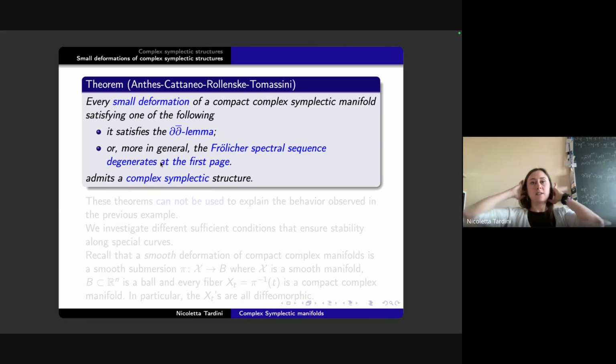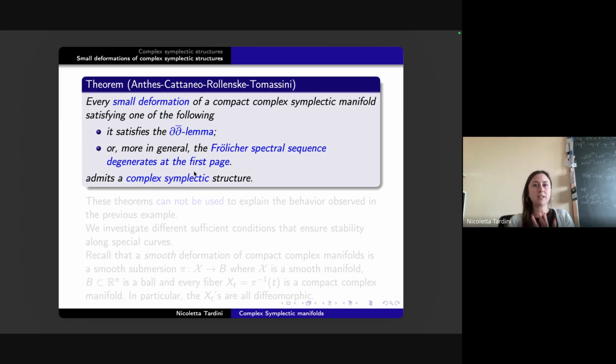Because in fact, as I was mentioning, there were already some results saying that the existence of complex symplectic structure is preserved along small deformations. For instance, if the deformations satisfy the ddbar lemma. So you can just look at this condition, okay? So the ddbar lemma means that all the cohomology groups we saw before are naturally isomorphic, okay? So all the cohomology groups are isomorphic through the identity maps, essentially.